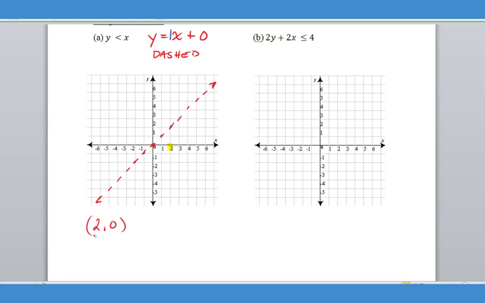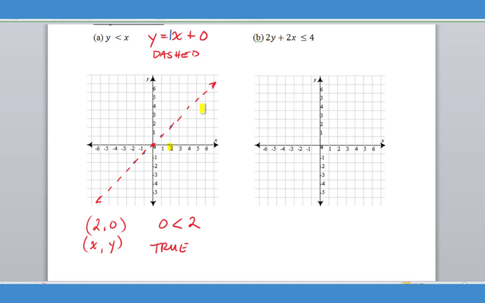Now I'm going to replace the x and the y in the equation with a 2 for the x and a 0 for the y, and so I'm going to have 0 is less than 2. And so 0 is less than 2 is actually a true statement. So that tells me that that point 2, 0 is part of the shaded region. It is in the area of solutions that make this true.